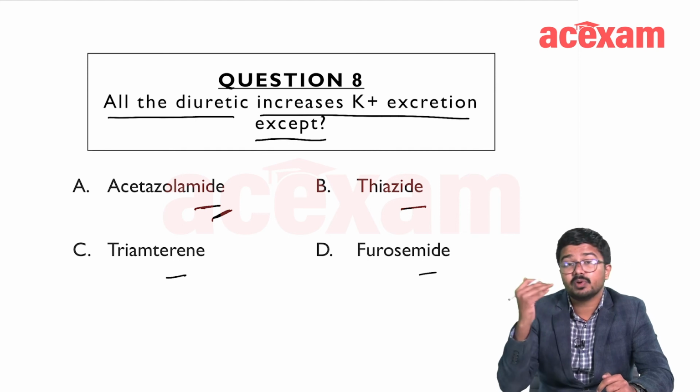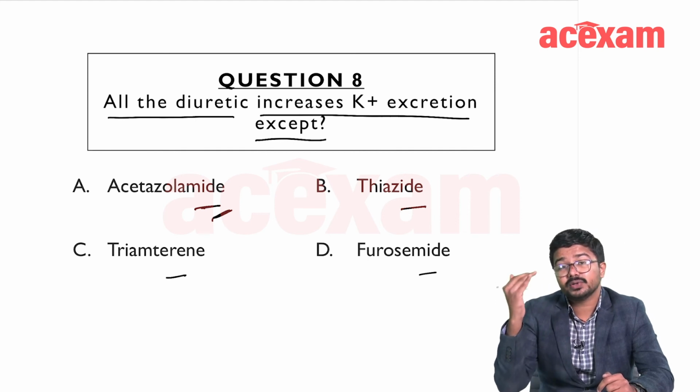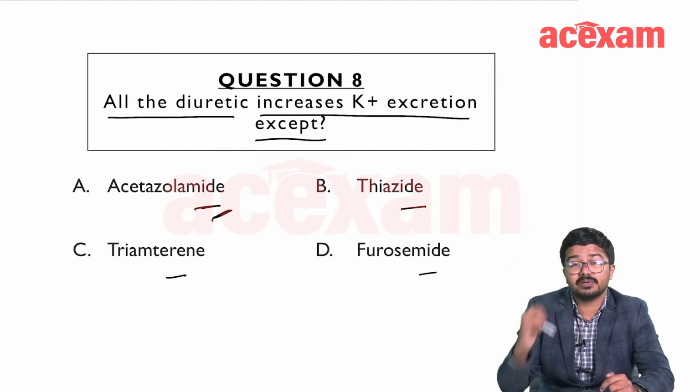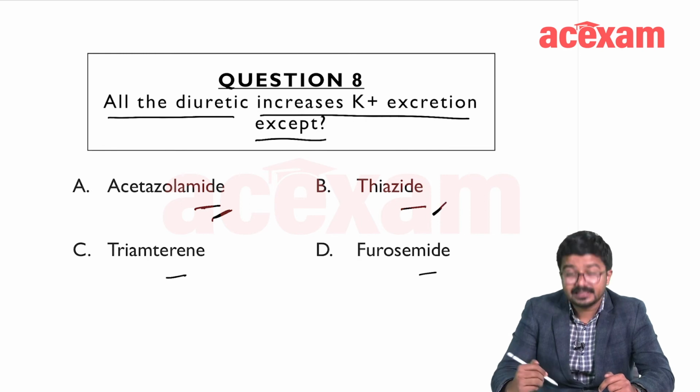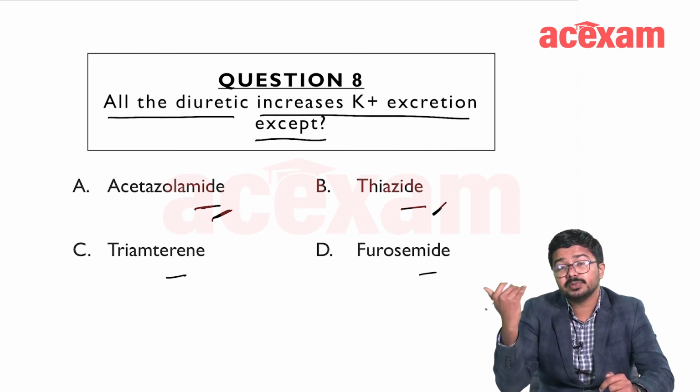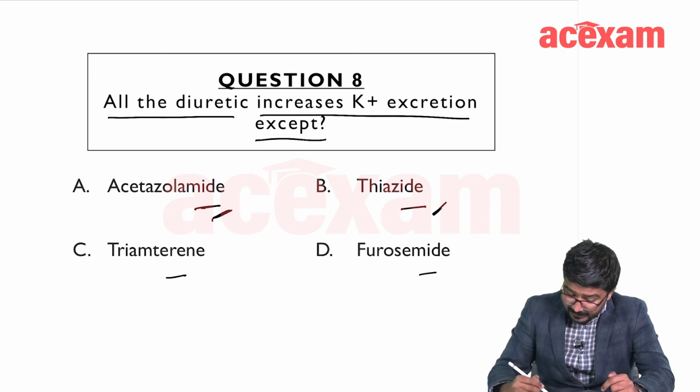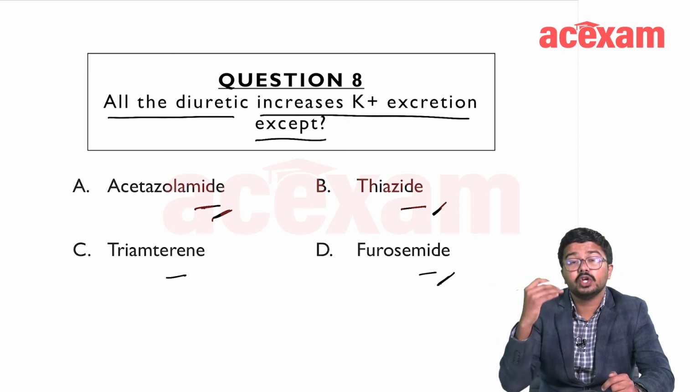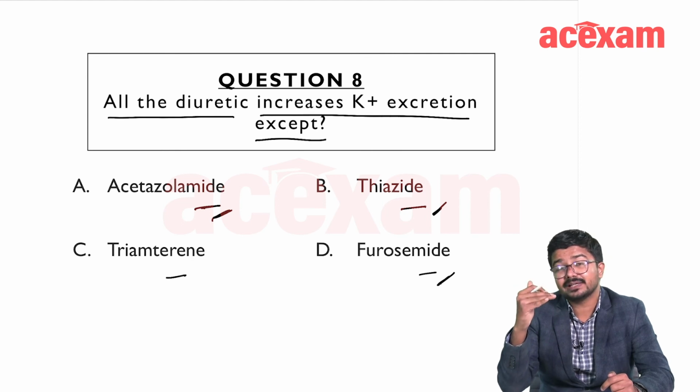Acetazolamide is a carbonic anhydrase inhibitor. It acts at the level of the proximal convoluted tubule. Thiazide acts at the level of the distal convoluted tubule and inhibits the sodium chloride symporter. Then furosemide is a loop diuretic which acts at the level of the thick ascending limb of the loop of Henle and is an inhibitor of the sodium potassium 2 chloride transporter.